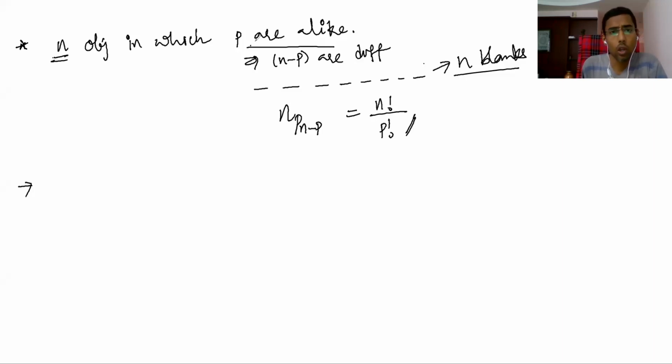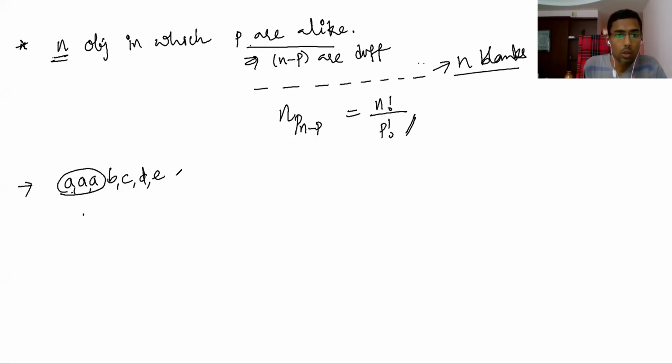Now if p objects are different, for example, A, B, C, D, E. Here three objects are same and four are different. That means there are a total of 7 objects in which 3 objects are same. Now if 3 objects were to be different, so now we don't know.